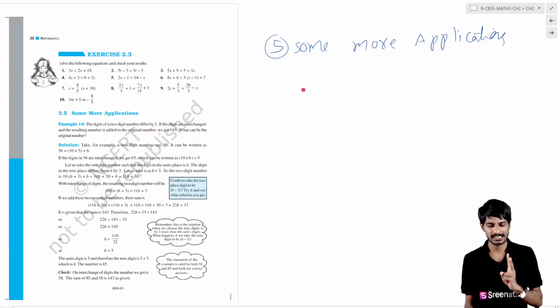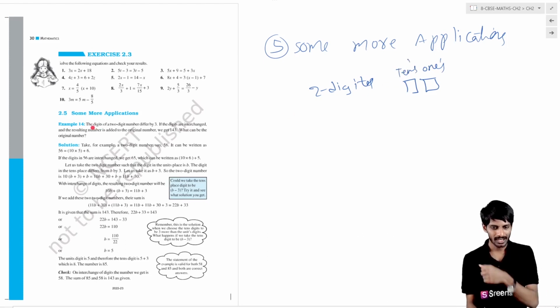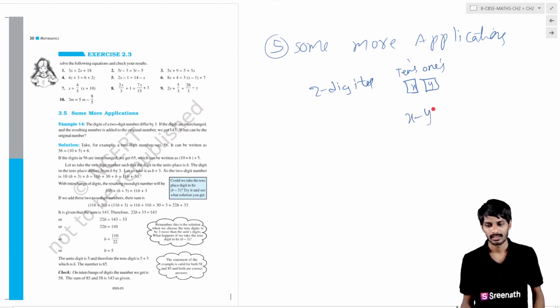So basically here, what he told is there is a two digit number. Two digit number means it is having two digits. First is the ones place and next is the tens place. The digits of a two digit number differ by 3. So basically the difference between these two digits is 3. Suppose let us assume this as x, and this as y, then the difference between x and y is 3. Like that he has given us.